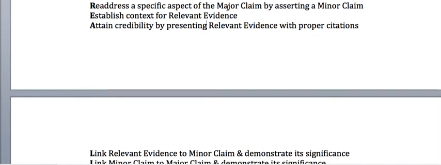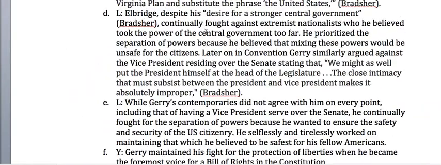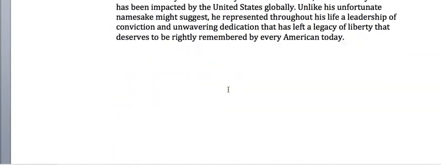You need to make a minor claim. That means an argument. You should not start with a quote. You should not start with a summary. You should start with an argument, okay? A minor claim, a claim that is supporting your major claim, okay? You need to establish the context for relevant evidence. You need to attain the credibility of that relevant evidence. You need to link that relevance to your minor claim and then your minor claim to your major claim, okay? So I've given you an example here, and I've given you an example of your conclusion paragraph.